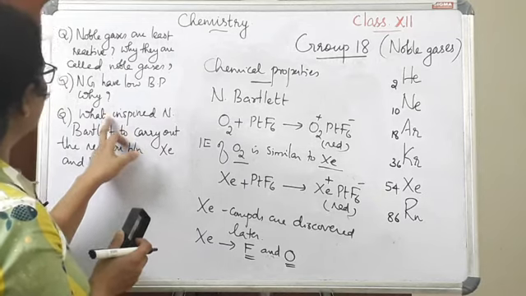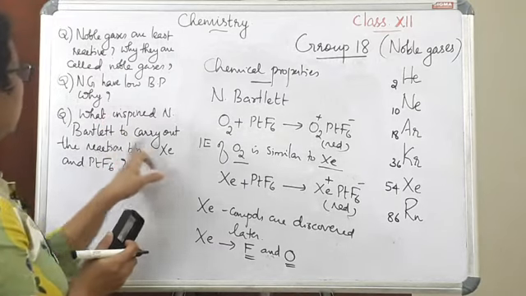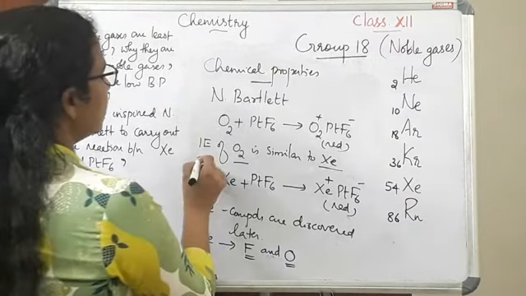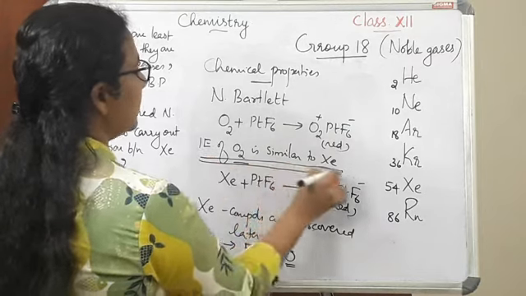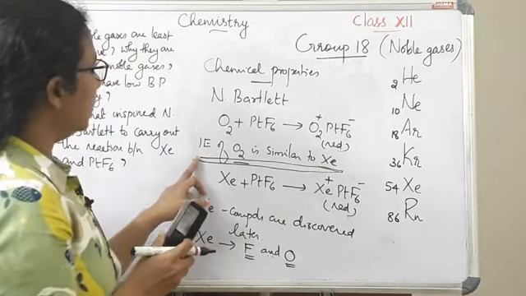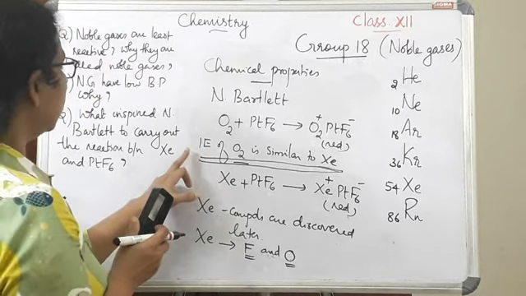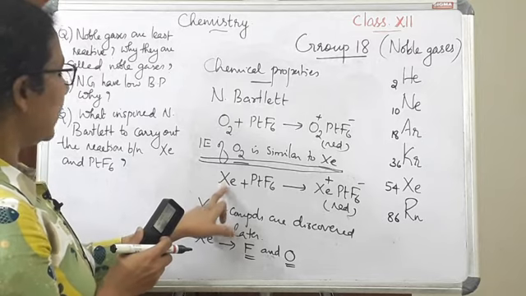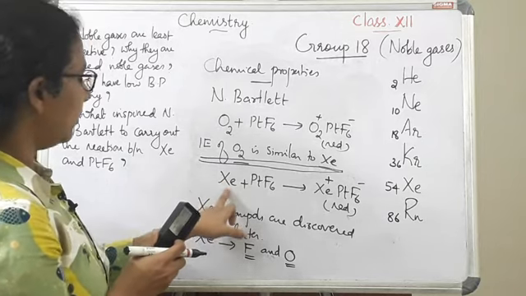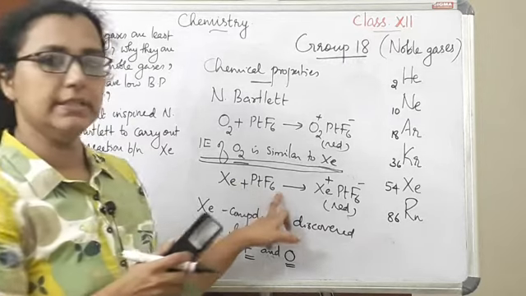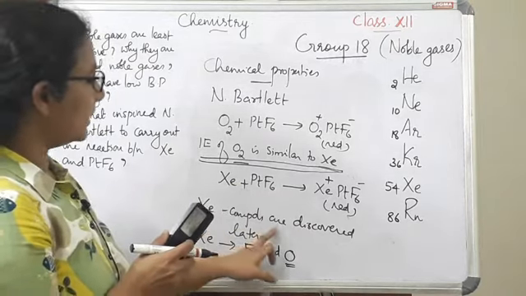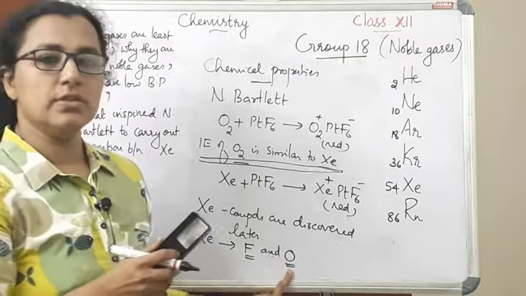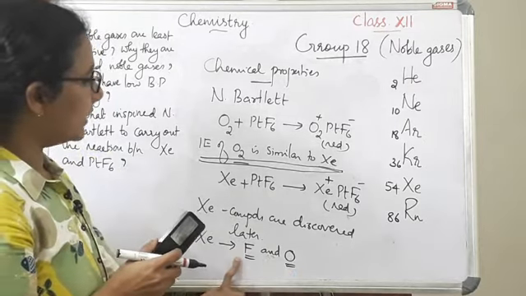Then there is a question: what inspired Neil Bartlett to carry out the reaction between xenon and PtF6? The point is the ionization enthalpy of oxygen and xenon are similar. This inspired the scientist to carry out the reaction between xenon and PtF6. More xenon compounds were discovered later. Actually xenon forms compounds with fluorine and oxygen. So we will see xenon compounds in the next class.